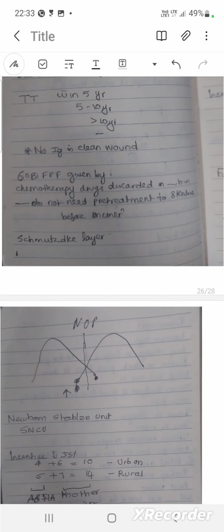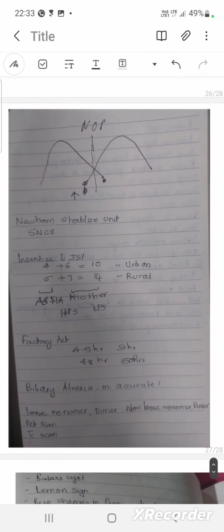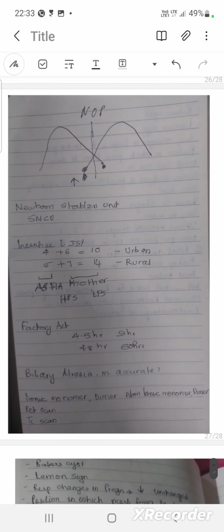Gobi FFF, that is actually given by UNICEF. Then chemotherapy drugs are discarded in the yellow bin. Do not need a pre-treatment before discarding for urine bags. Schmutzdecke layer, you have to remember it is on the slow sand filter, it is on the surface. So on the surface. This picture can be confusing, so I am giving you a mnemonic NOP.